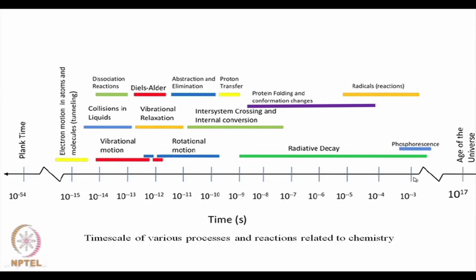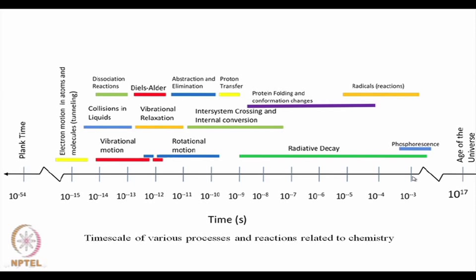So, just look at the various processes. There are various processes, and depending on their time scale of observation, we can classify them. First, let us start from the slowest one.